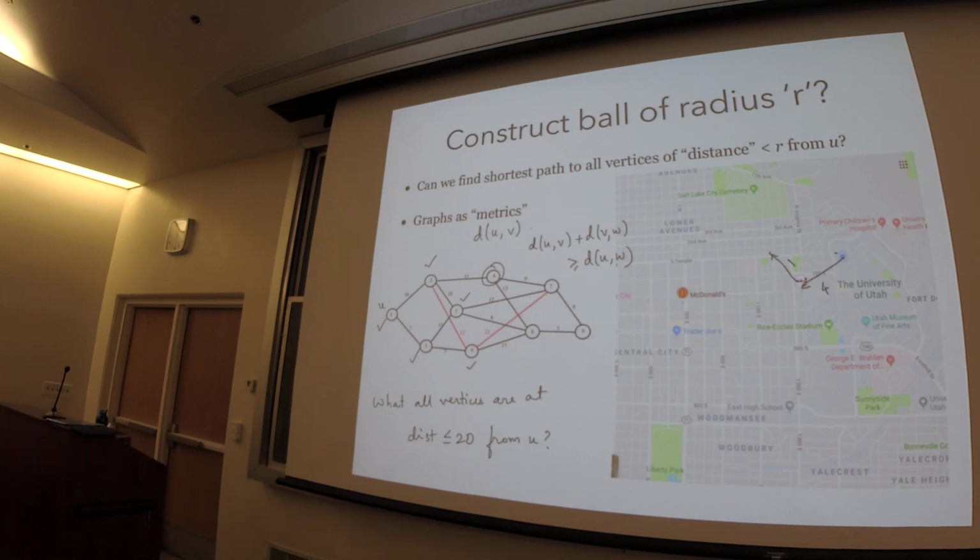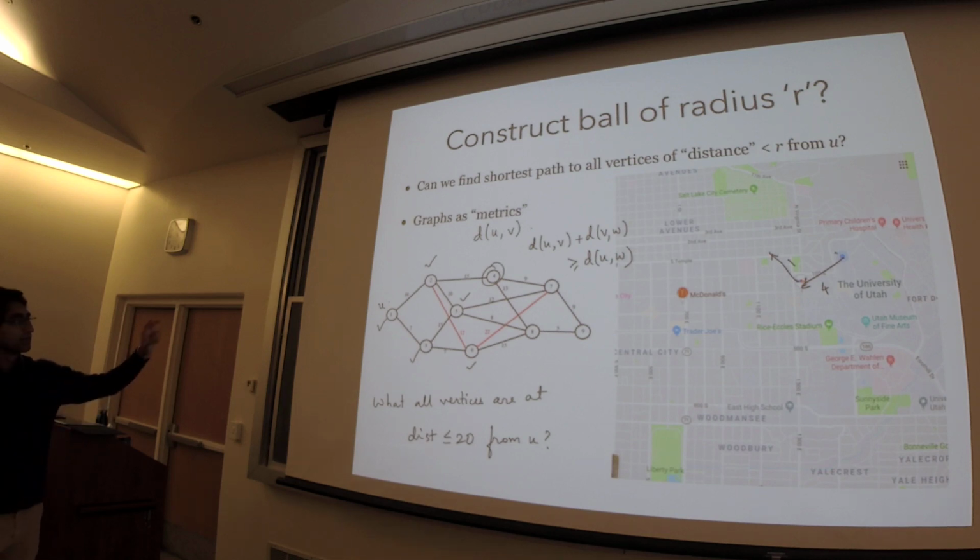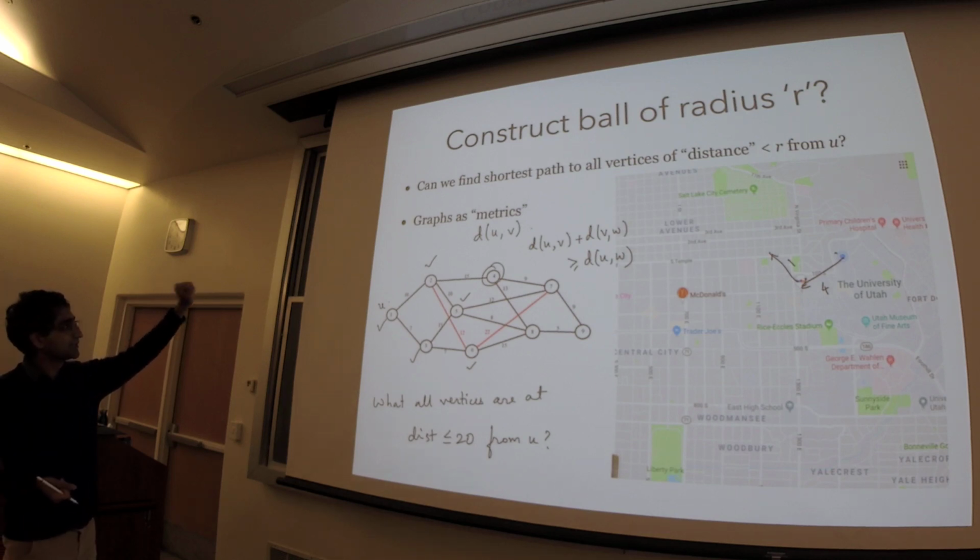Yeah. Symmetry. Yeah. So usually a metric is symmetric. In directed graphs, this is not. Yeah. So I'm defining metrics to be symmetric. All right. So this is the definition of metric.